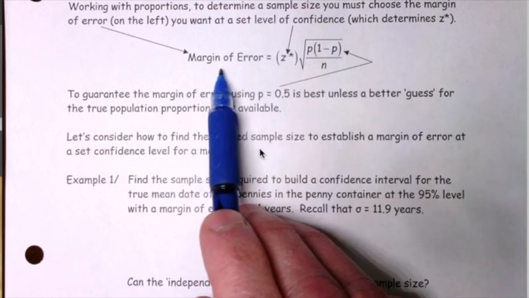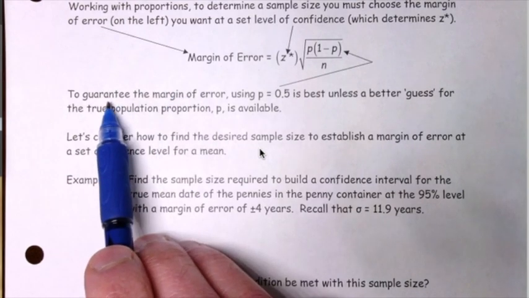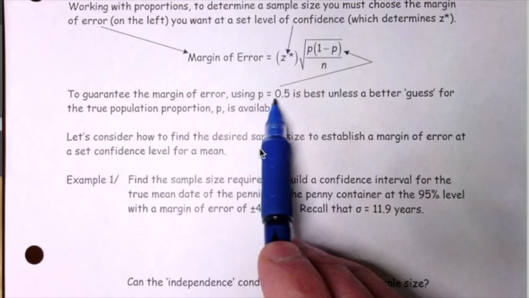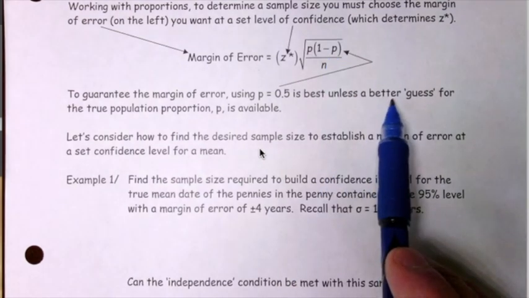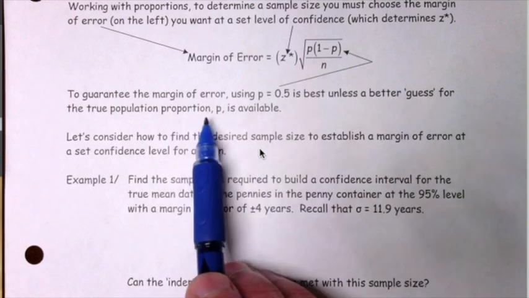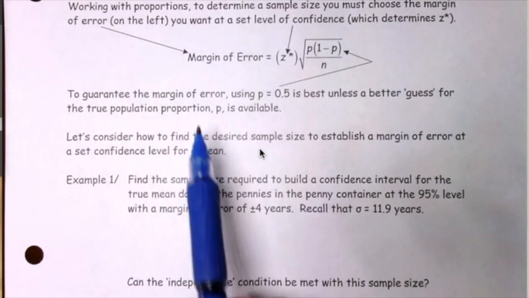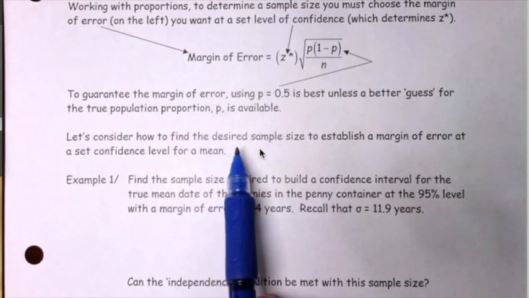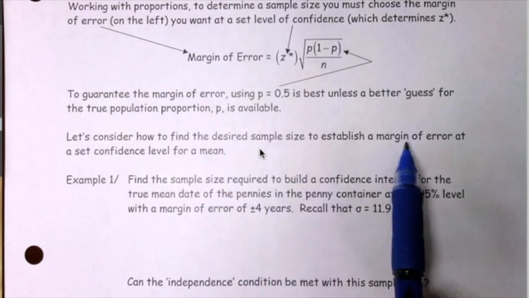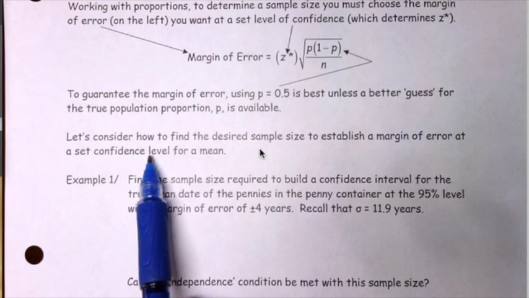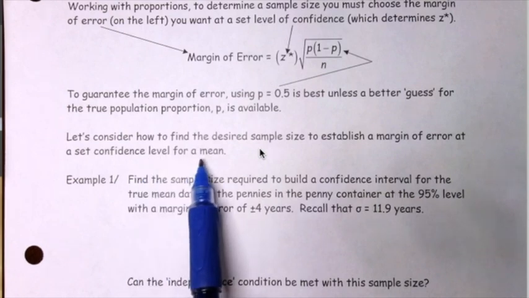and we set this equal to the margin of error you would like to establish. Something to think about: if you want to guarantee that margin of error, you should use a proportion of 0.5 in the formula for the standard deviation if you don't have a better guess for the real population proportion. But let's think instead about how to find the sample size that you need to establish a margin of error at a particular level of confidence for a mean.